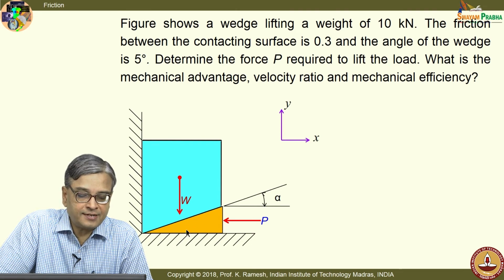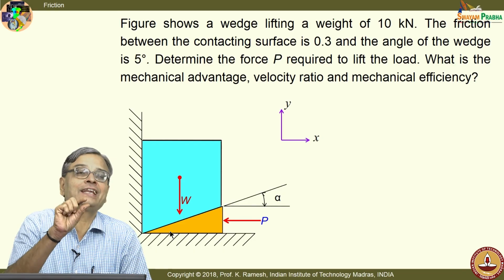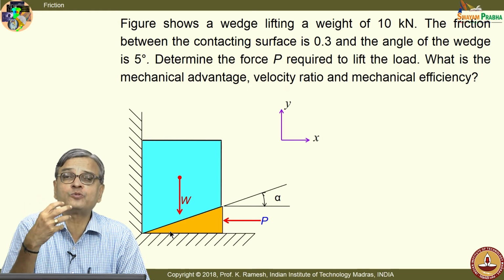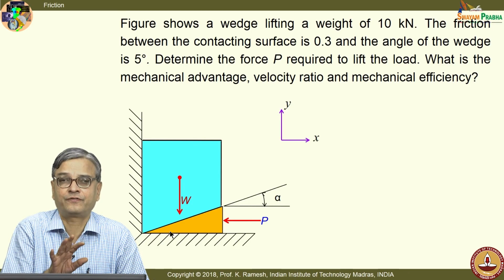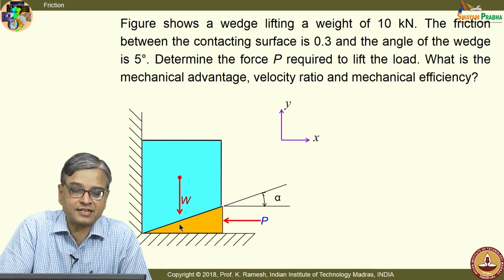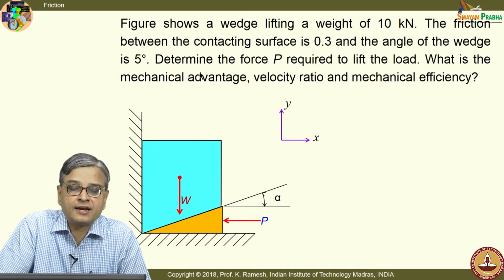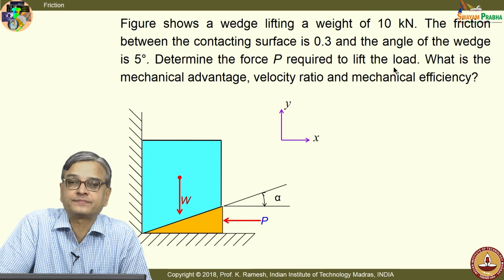See, for illustration purposes, the angle is shown almost close to 30 degrees. If it is actually 5 degrees, it will look almost like parallel lines. To aid your visualization in problem solving, it is deliberately done. So, do not take this angle as 30 degrees. It is given only as 5 degrees in the problem statement. And the question is, determine the force P required to lift the load.